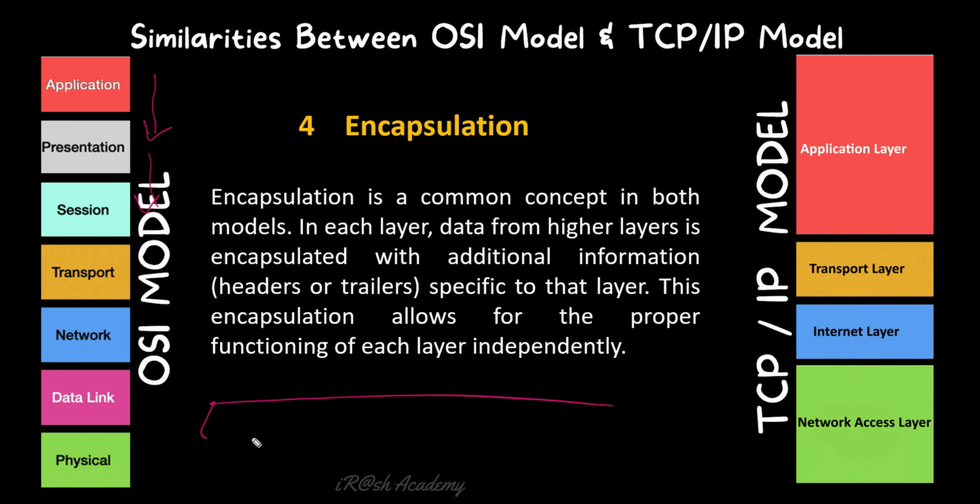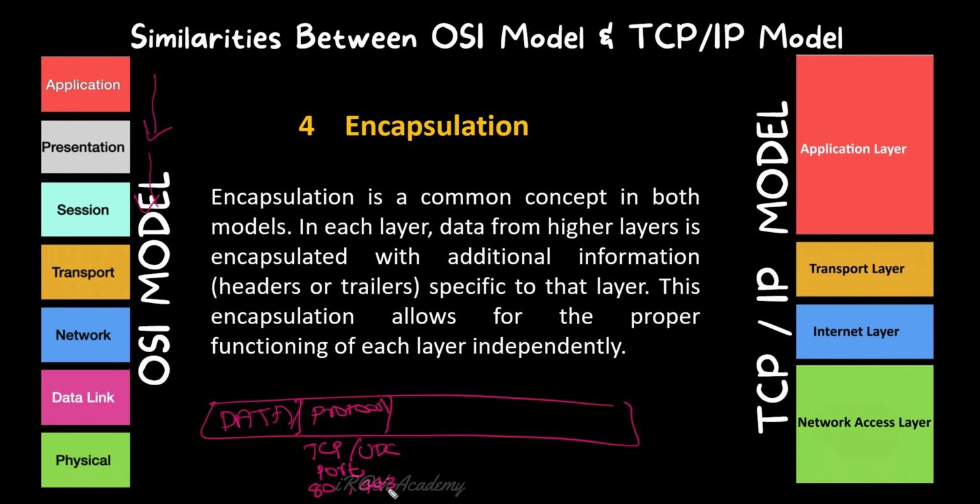Just imagine this is the data, and it is going to be sent from the top layer to the bottom layer. At the transport layer, we need to decide the protocol, whether TCP or UDP. Whatever the result is, this information is encapsulated along with the data, so the data will contain what protocol needs to be used. And in this transport layer, it also decides which port number needs to be used: port number 80, or port number 443, or any other port depending on the service.